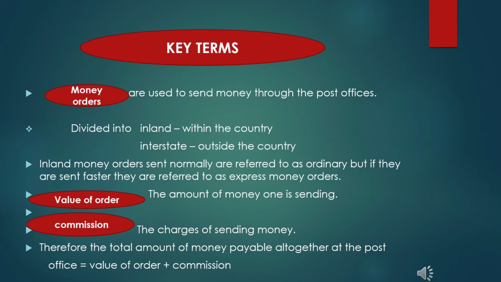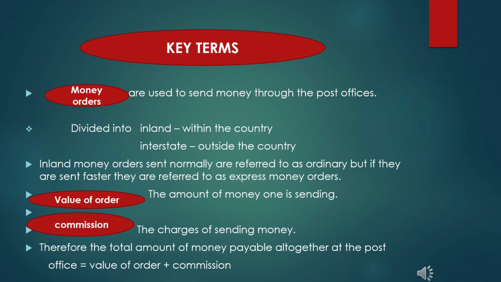Inland money orders which are sent normally can be referred to as ordinary, but if they are sent faster, they are referred to as express. So express money orders are quite expensive because you must pay for the quick service. And then another term that you must also understand is the value of order. The value of order is the amount of money that you are sending. If you are sending 20,000, that is your value of order.